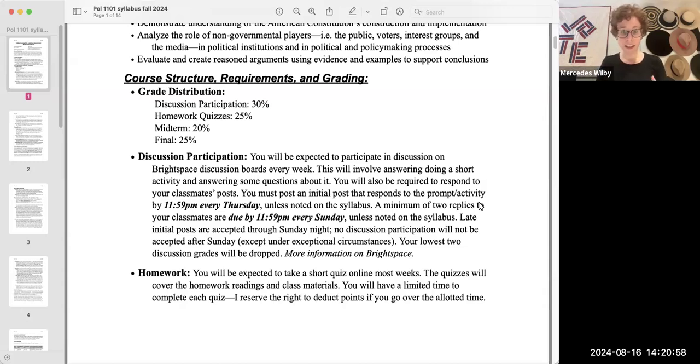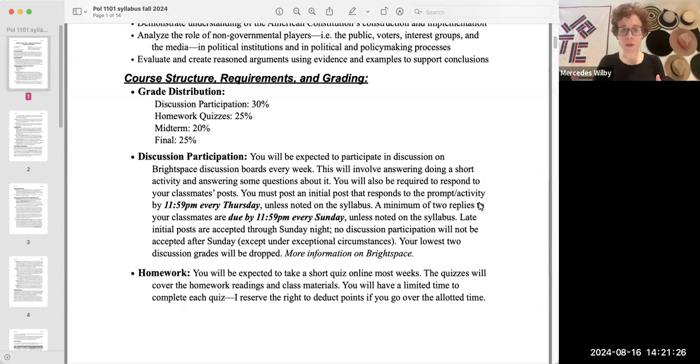Each week, the discussion is going to involve doing a short activity and answering some questions about it, as well as responding to your classmates. When you do that activity, answer the questions about it, and respond to your classmates, you should be doing this in the context of the weekly materials. That means the readings and the lectures for the week, because these activities and questions are obviously based on our understanding of the material we're learning for the week.